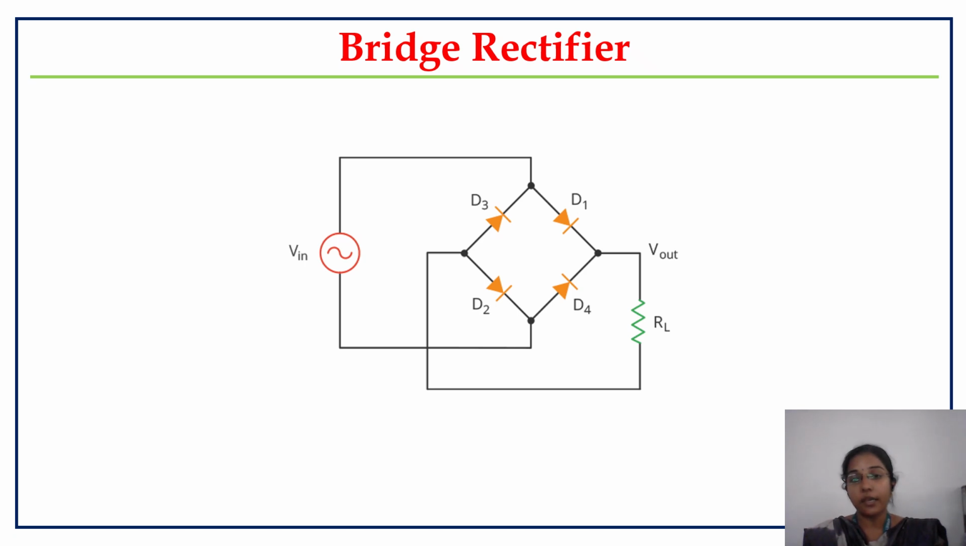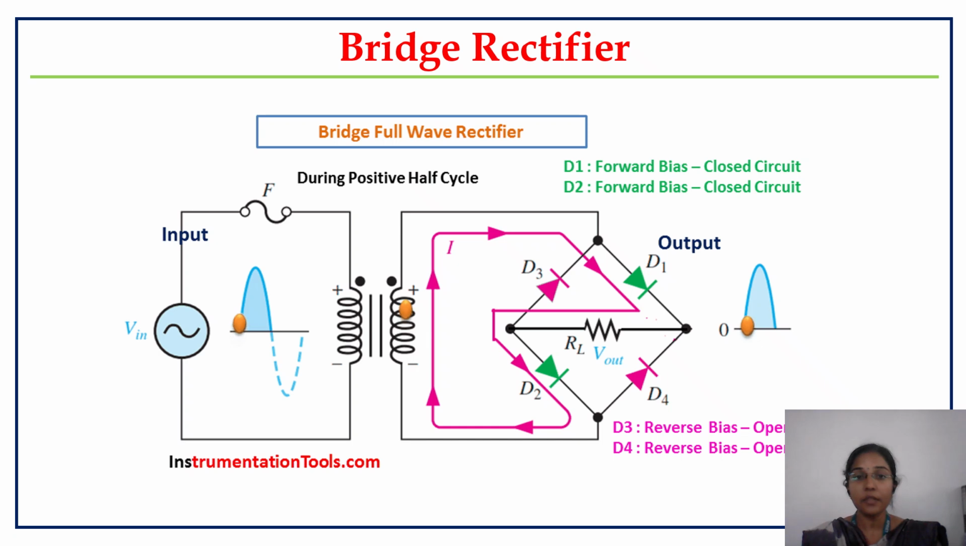In a bridge rectifier circuit, we are using 4 diodes instead of 2 diodes. So in this condition, for a given input signal, 2 diodes will be in forward condition and the remaining 2 will be in reverse bias. For the next half cycle of my input signal, the diodes which were in reverse bias and forward bias will get inverted. So this is during the positive half cycle of my input signal.